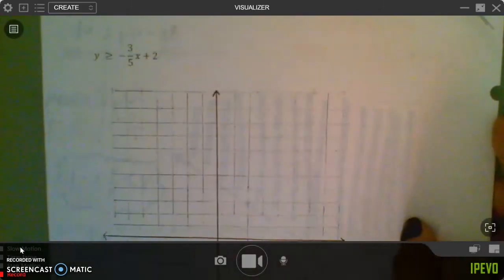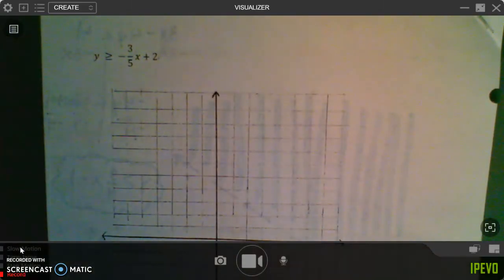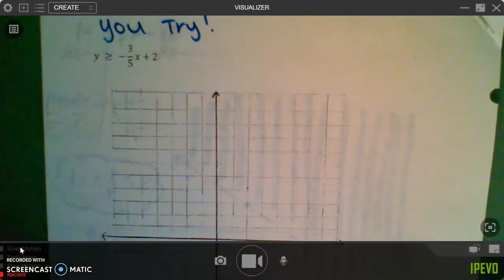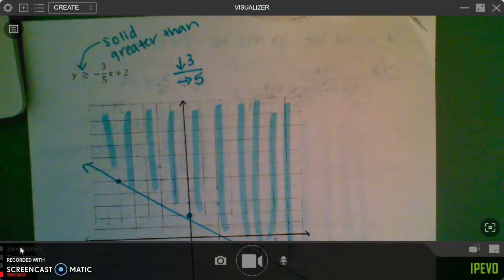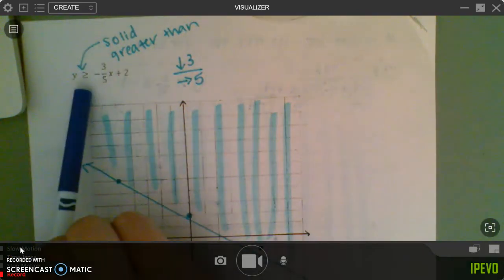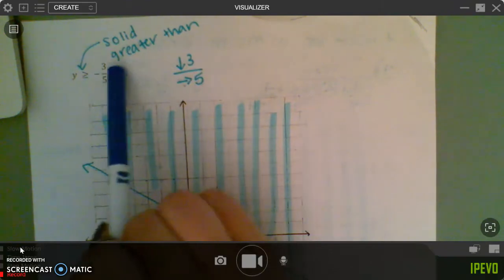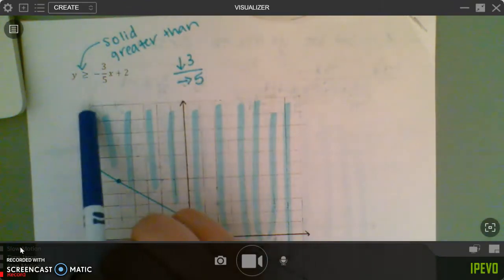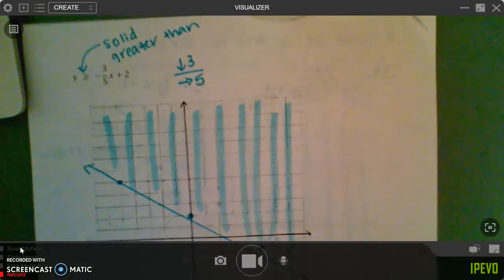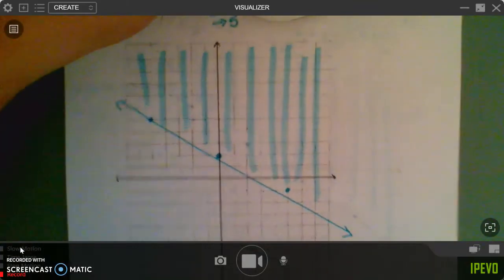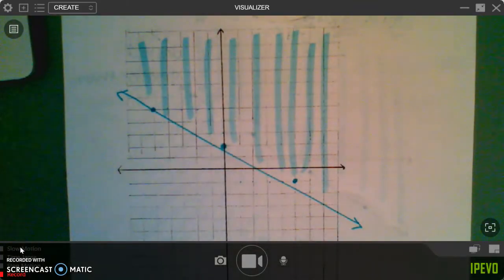Okay, I want you guys to try this graphing problem completely on your own. This is a completely you try problem. Go ahead and pause the video and don't unpause it until you're completely done graphing. So when you graph this, you should have figured out that it's going to be a solid line, and that's greater than, so greater than's above. And this is what your final graph should look like.